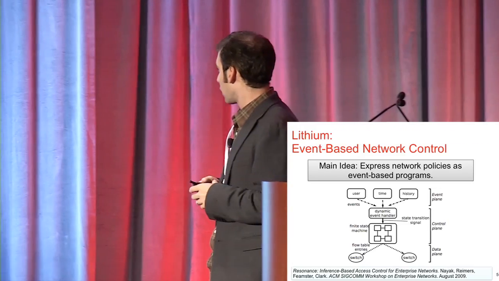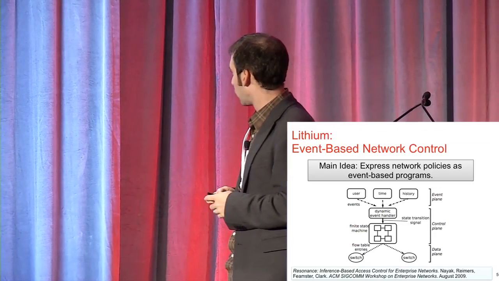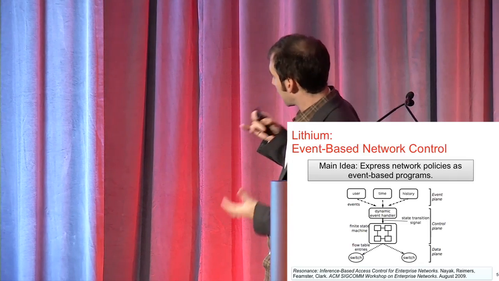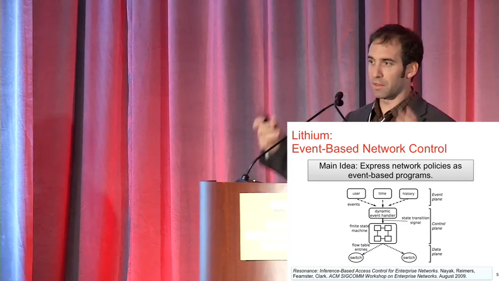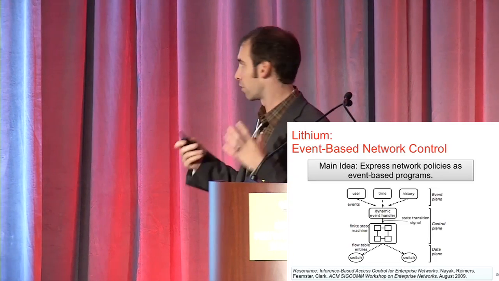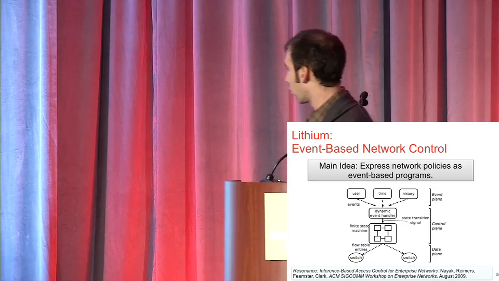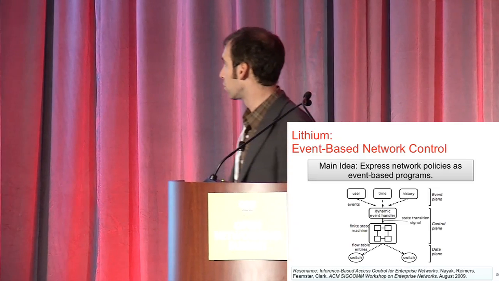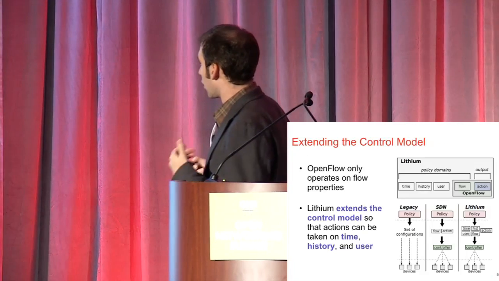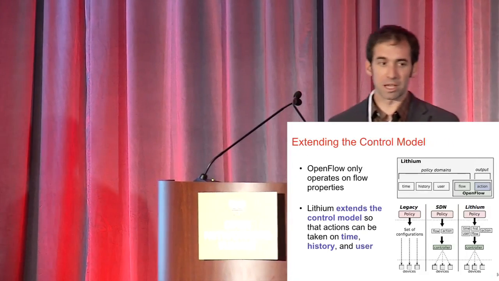So typically, we think about networks as having the data plane and the control plane. What I'm going to talk about is how we extend that control model so that we can also talk about events. When these events occur, we have a very well-defined notion of what's supposed to happen, what the network is supposed to do.